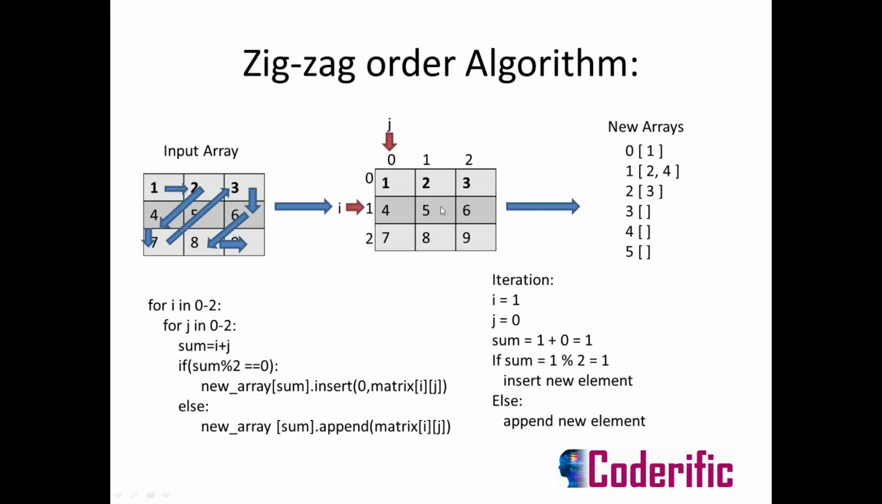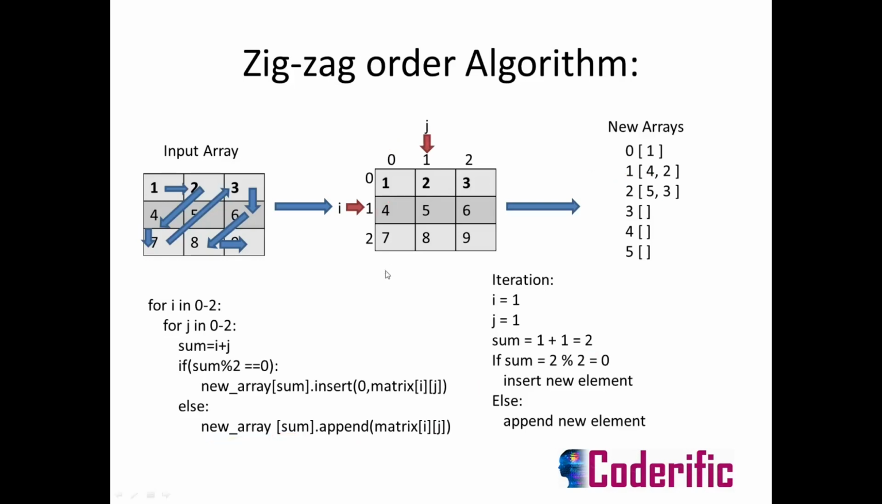Moving on, in the next iteration, i moves to 1 and j starts from 0. Updating the new values for i and j, the sum is 1, and 1 remainder 2 is equal to 1, so the if condition is false and we jump to the else block. Here we use new array of 1, because the sum is now 1. We point to this element of the array and append matrix ij. That's what we have done here.